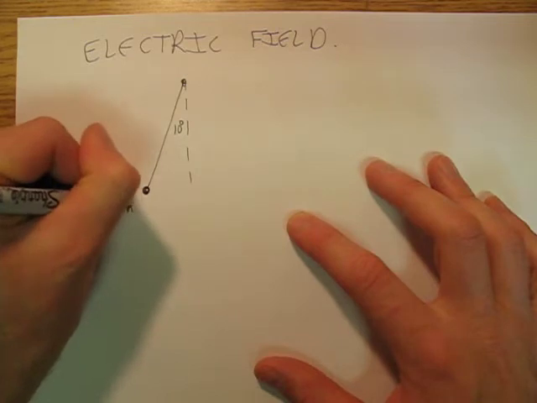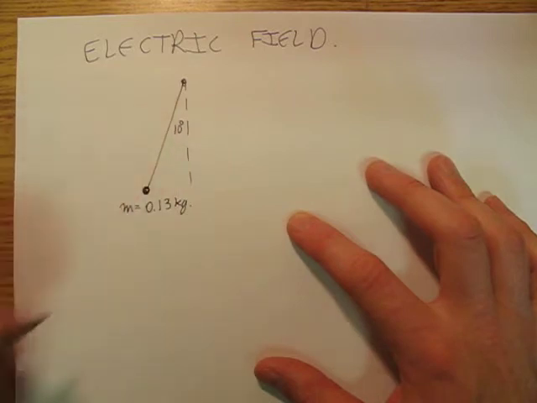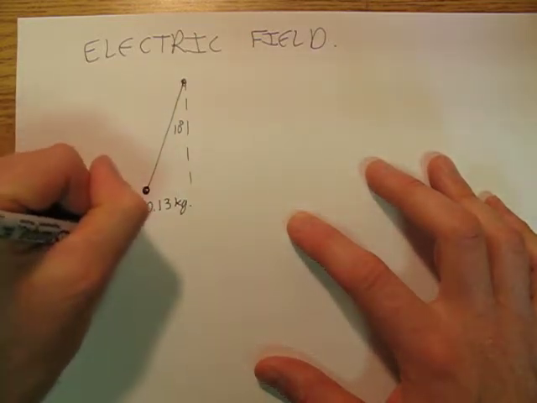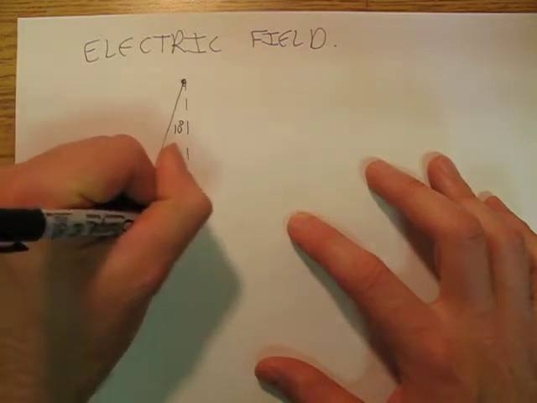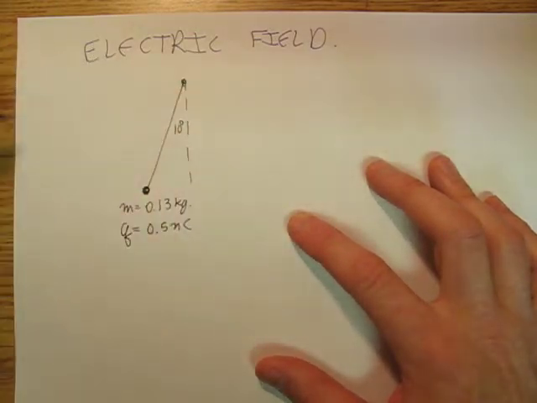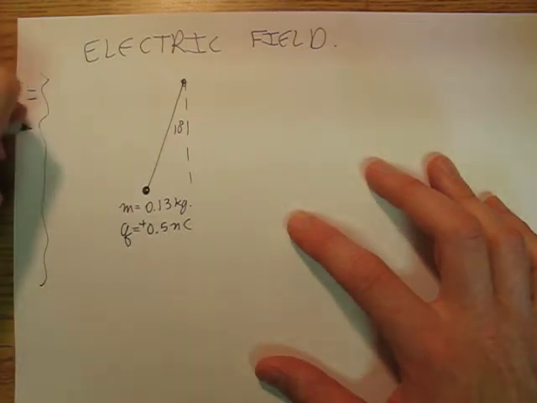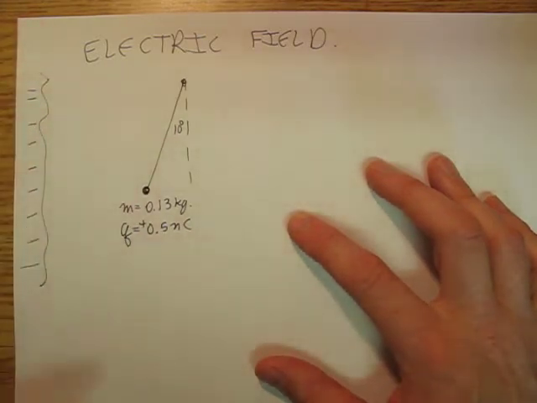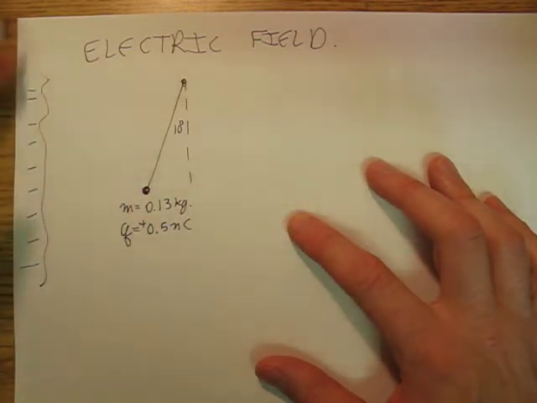a ball that has a mass of 0.13 kilograms, and it has a charge of, let's say, 0.5 nanocoulombs, and there's something over here, and I don't really know what it is, but it's got to be negatively charged because the positive charge is being attracted to it, and I don't even really know what that distance is, so I know I've got some negative charges over here.